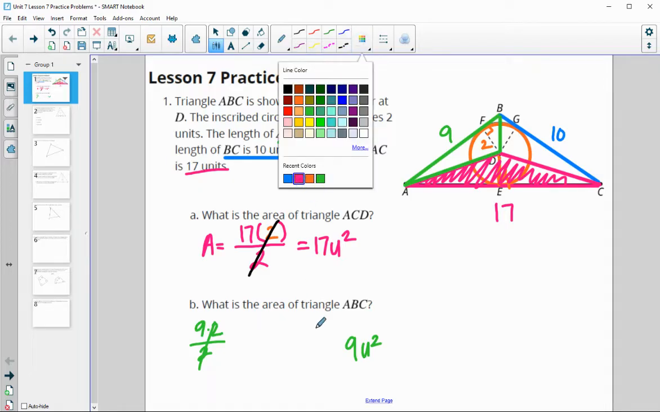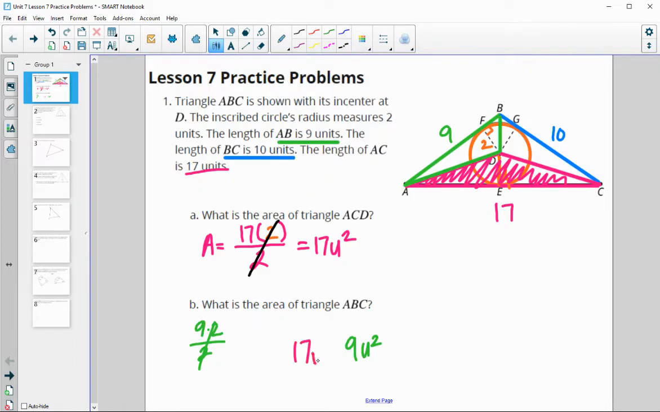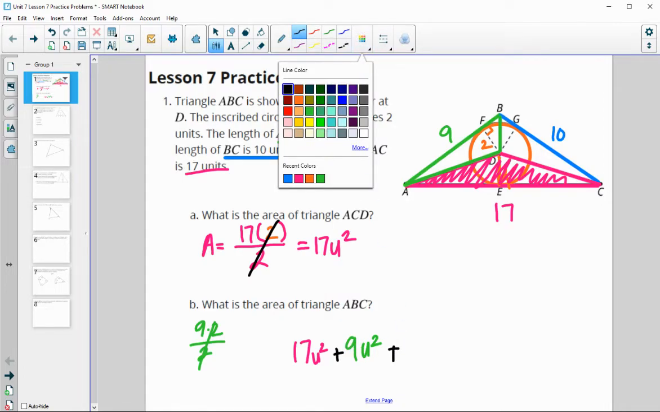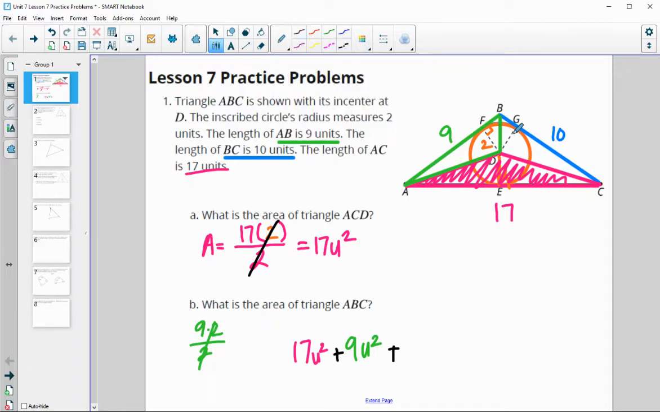So we've got the pink triangle is 17 units squared, plus now we know the green one is 9 units squared, and then we could reason that the blue one is also going to be 10 units squared, because we'll do 10 times 2 divided by 2. Then just add all of those together to get the total area as 36 units squared for that full triangle.